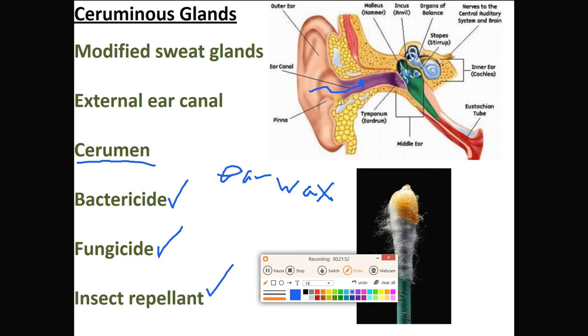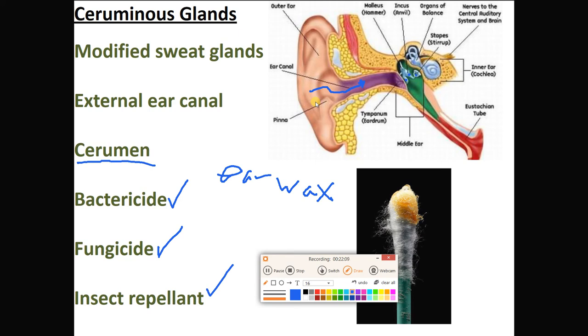Okay, later on, and when I say later on, I mean at the end of ANP2, we'll talk about another type of modified sweat glands, which are the mammary glands. So when we do the reproductive system in ANP2, we'll do one final type of modified sweat gland.